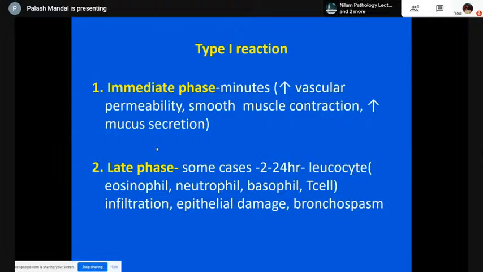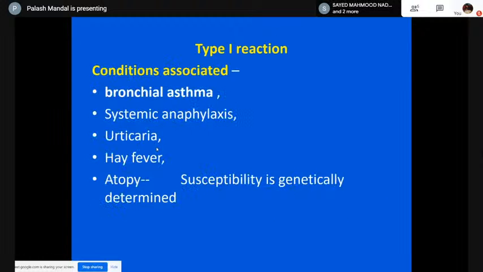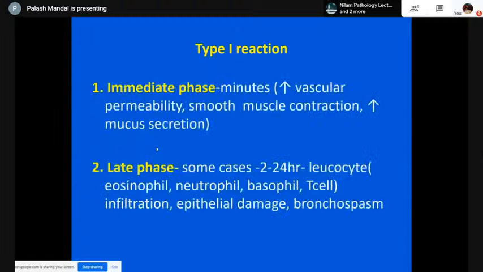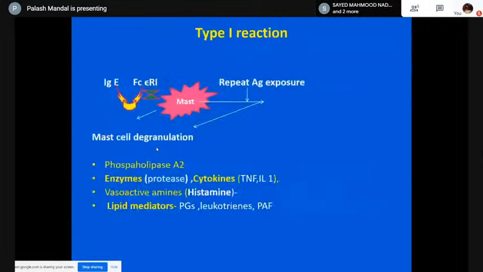Gradually, the immediate phase goes into a late phase, that is after 24 hours also, the inflammatory cells start collecting at the site of reaction. As we have studied in the chapter on inflammation, these cells, the eosinophils, neutrophils, basophils and T cells, all start coming, and the predominant cell is the eosinophil. For type 1 reaction, the most important cell is the eosinophil, and the immunoglobulin responsible is the IgE type. This eventually leads to epithelial damage. Who is damaging? The enzymes, the proteases and the phospholipases, are damaging the cells.